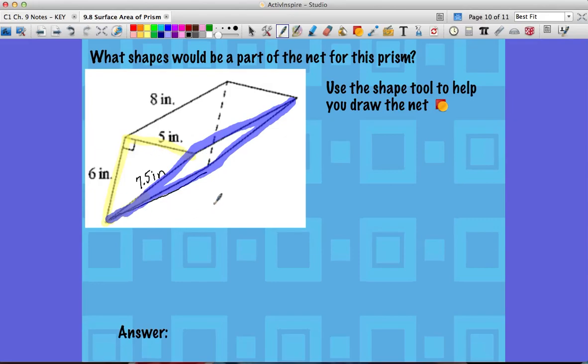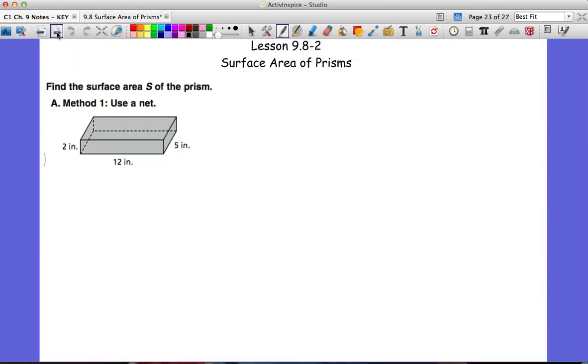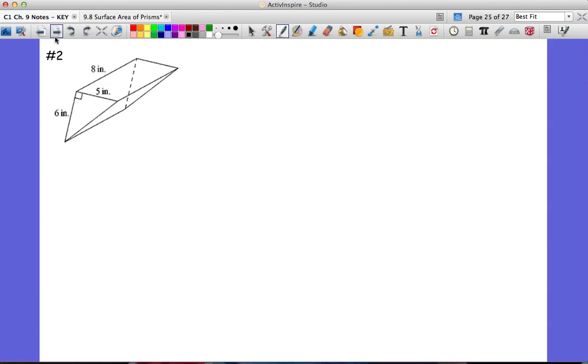Do your best to make sure to draw the net and put the correct dimensions in. Again, this will be number 1 in your notes. So here's number 1, and here is number 2. Do your best, and if you have any questions, make sure to write them down or post them on Edmodo so we can go over them in class.